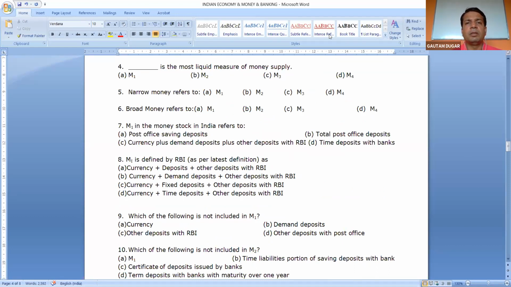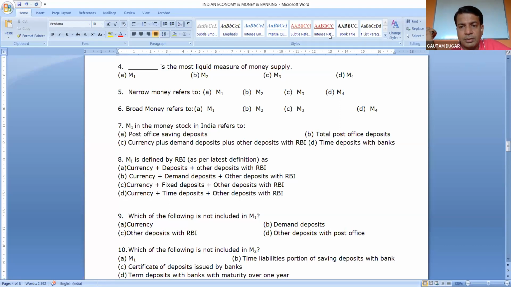Narrow money means the money which will be giving a lower value. In counting, the M1, M2, M3, M4. So in M1, we are taking only the currency and the demand deposits plus the other deposits of the RBI. So the value of M1 will always be the lowest. That's the narrow money. And the value of M4 will always be the highest. So M4 is called the broad money. Number 7 is C. That's the right answer.